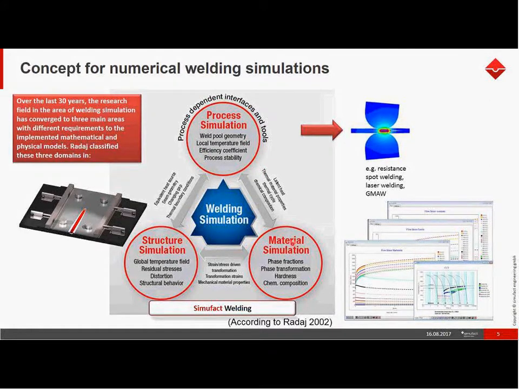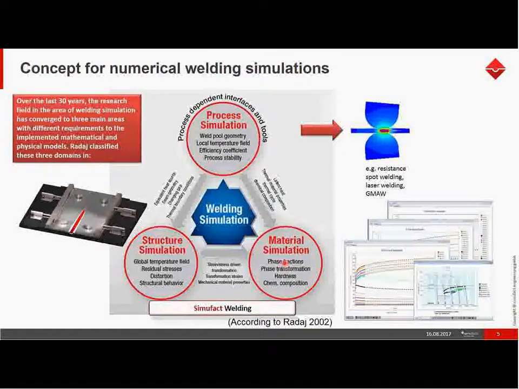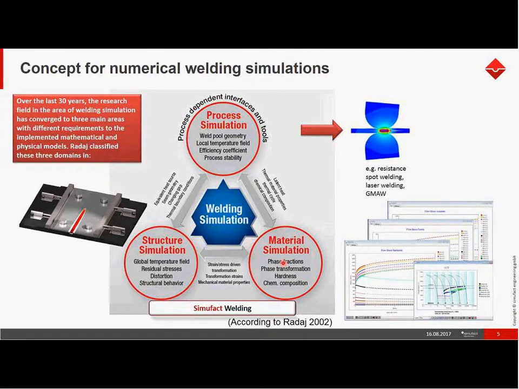Then we have, of course, the material simulation, where you take care of the material properties, phase transformation, hardness, and chemical composition, and of course there is structure simulation, and all these three types of simulations need to be linked together. So, as already pointed out, the process simulation is usually something that you would approach with a CFD code. The structure and material simulation is something that can be done with FEM codes or with a structural simulation.